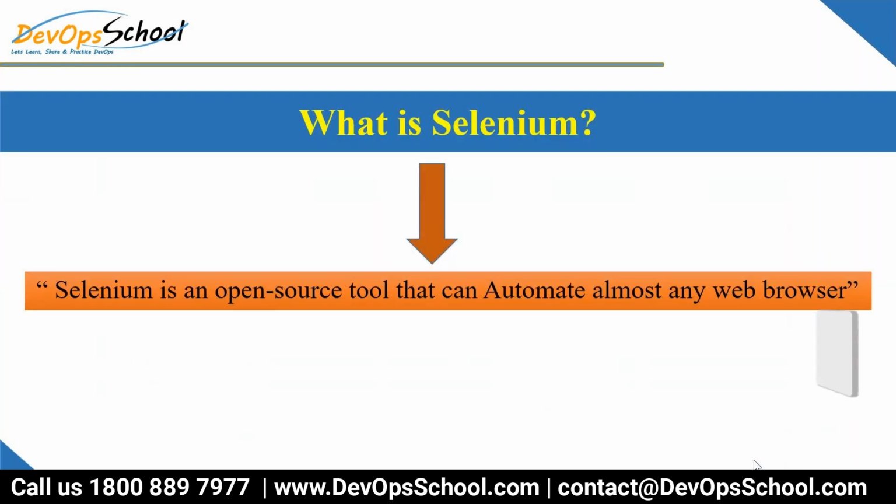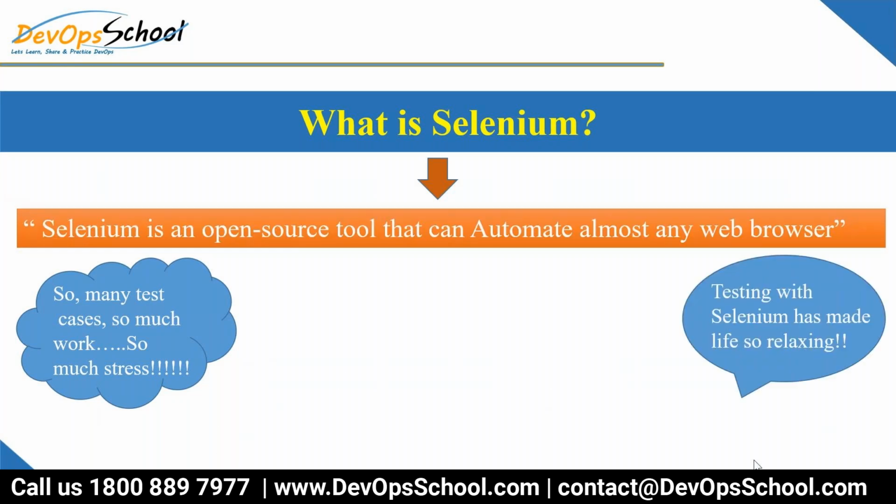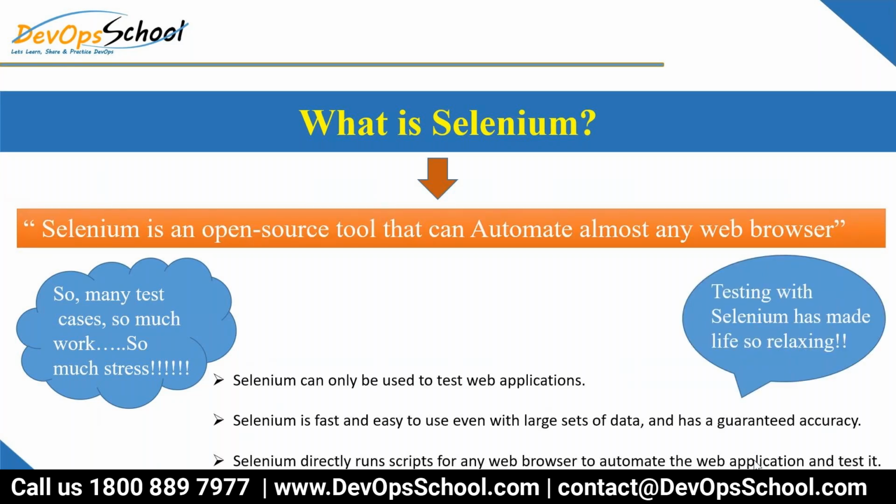So what is Selenium? Selenium is an open source tool that can automate almost any web browser. So many test cases, so much work, so much stress you can automate using Selenium. Selenium can only be used to test web applications, mind it. It's not for console-based applications. Selenium is fast and easy to use, even with a large set of data, and has guaranteed accuracy. Selenium directly runs scripts for any web browser to automate the web application and test it.